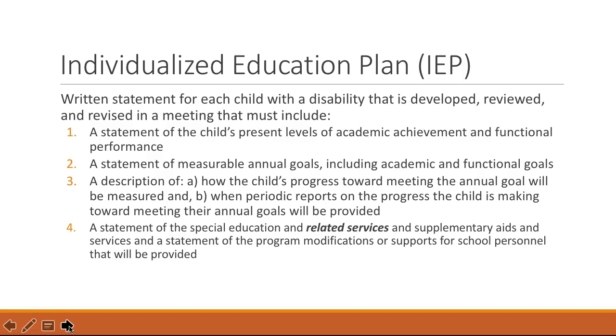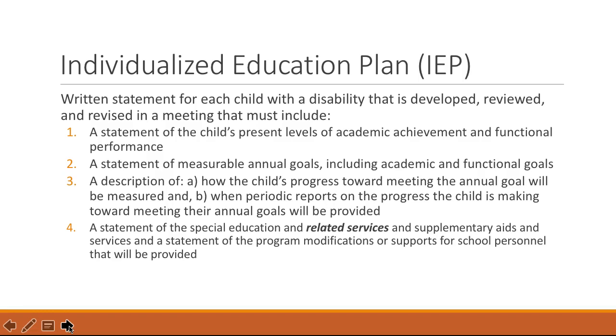The Individualized Education Plan, or IEP, is the formal planning process and resulting legal document that establishes the services and programs that will enable the child to participate in school activities and receive an appropriate education. An IEP must include a statement of the child's present levels of academic achievement and functional performance, which should include how the child's disability affects the child's involvement and progress in their general education curriculum, or for preschool children, how the disability affects the child's participation in appropriate preschool activities.